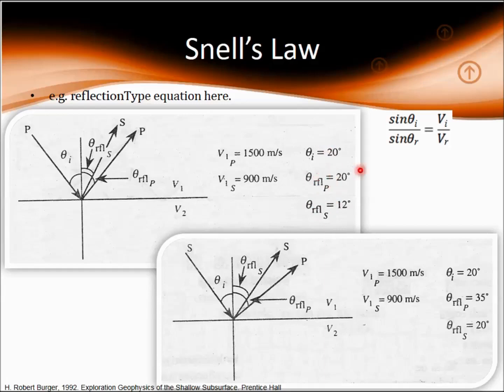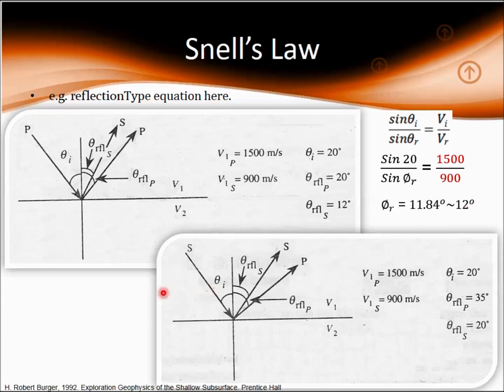By inserting all the necessary values into the equation here, we get this form: sine 20 degrees over sine of the reflection angle of the S wave is equal to 1500 over 900. The value that we get from this equation is about 11.84 degrees, or more or less equivalent to 12 degrees.